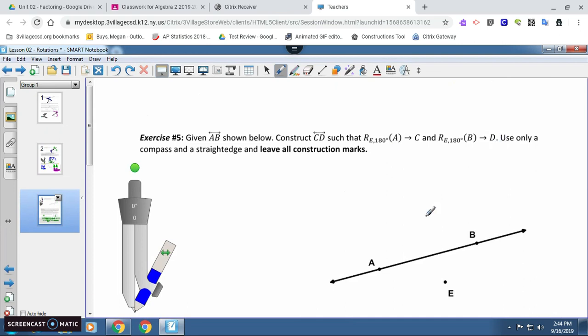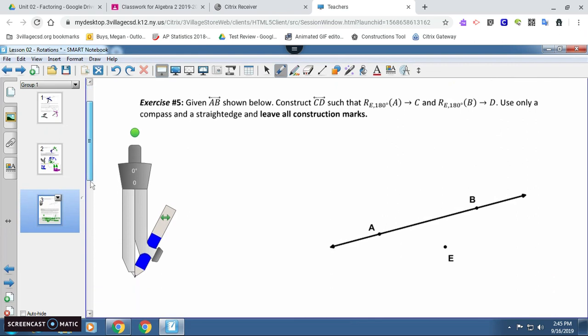Now, before we did the 120 by doing 2 marks. If you notice, 180 is just the same thing as doing it 3 times. So you could do it that way. But there is another way of doing this construction that you might find easier, and it only works for the 180-degree rotation.